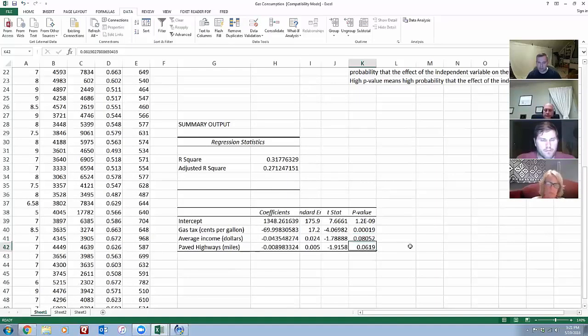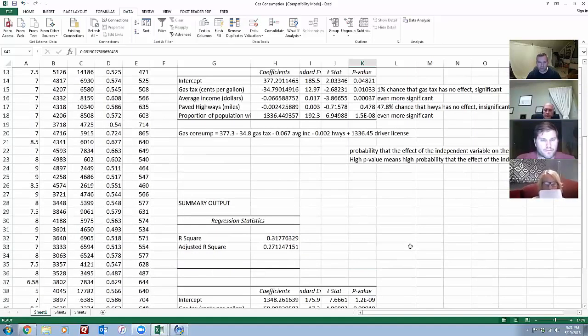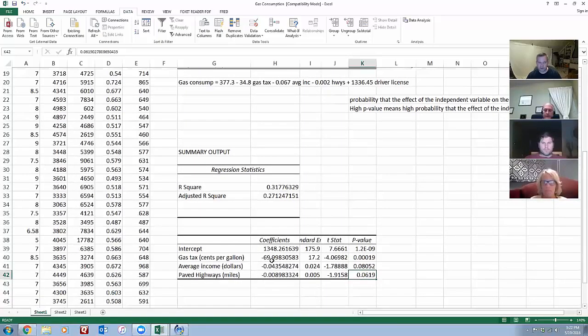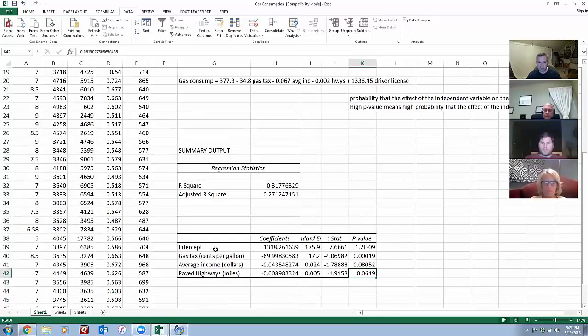Same thing with the paved highway. Let's see. Oh no, look what happened to paved highways. Paved highways went from being insignificant to now being significant. So that was odd too. If you drop variables, then Excel is going to try to figure out, of the variables that are here now, how can I explain gas consumption given the 3 independent variables that I have? In this case, it must be thinking that paved highways is important now because it's considering its p-value to be significant.